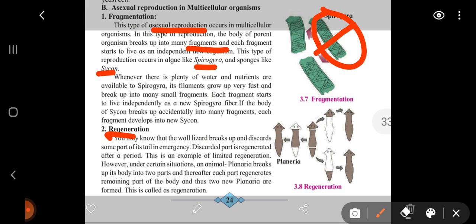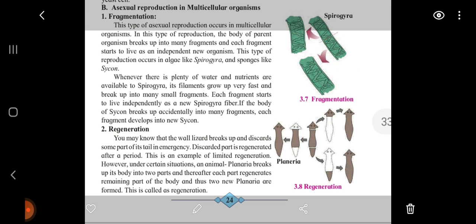Now moving to regeneration, another type. A lizard breaks off and discards some part of its tail in an emergency, and we have seen how the lizard does this. The discarded part is regenerated after a period, and this is an example of limited regeneration.